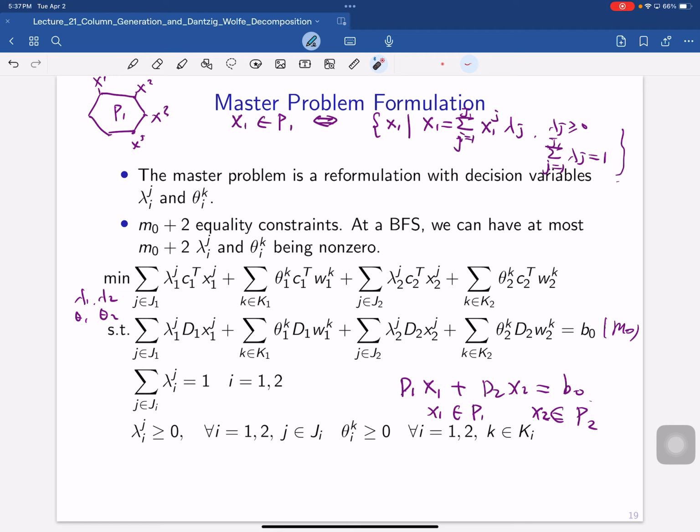Then how do we generate those optimal extreme rays and extreme points? This is very similar to the cutting stock problem in the sense that the number of active extreme points and extreme rays is very small, because this problem has very few constraints. It only has m+2 equality constraints. That means the number of basic variables in this problem is at most m+2, so the number of basic variables is very small.